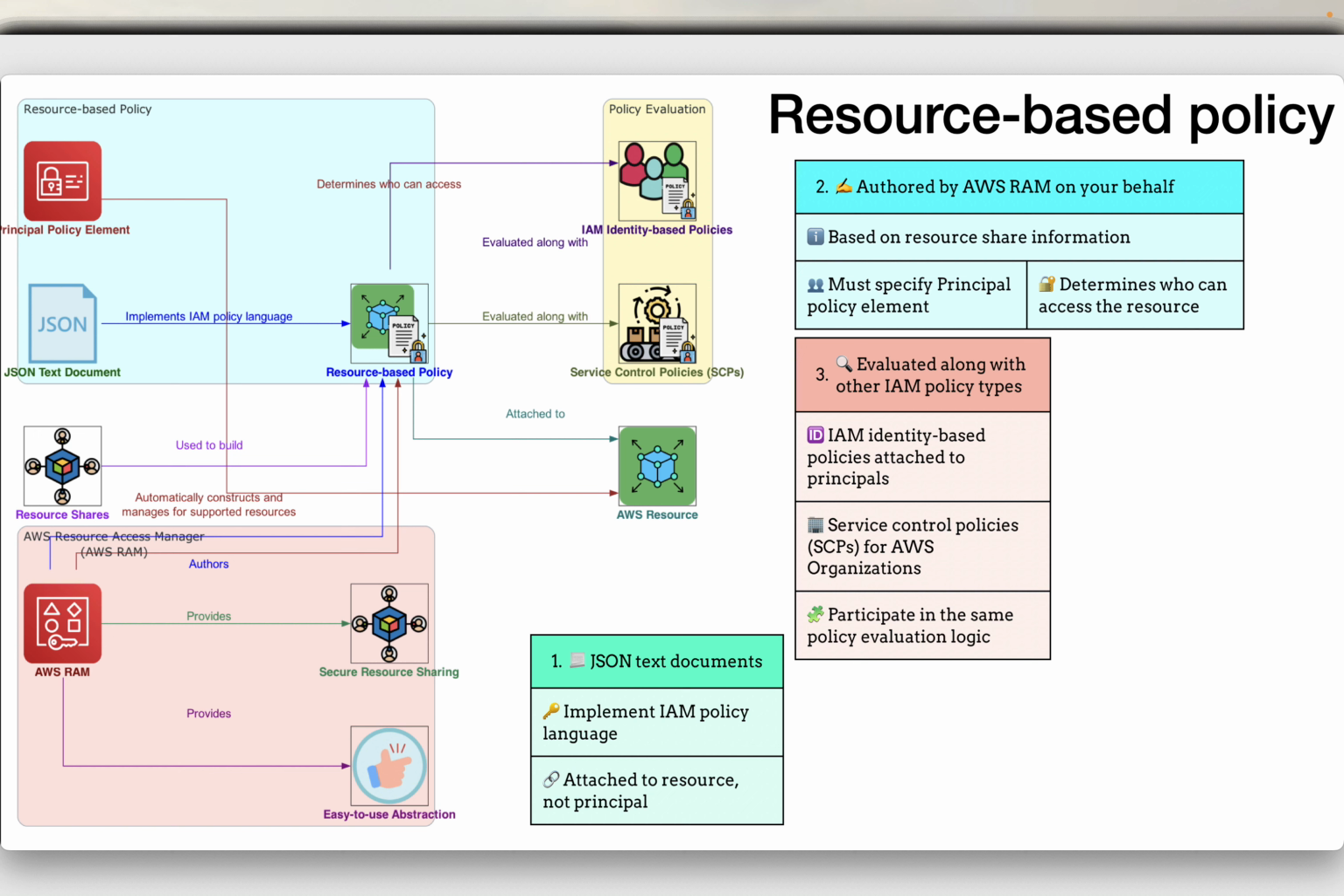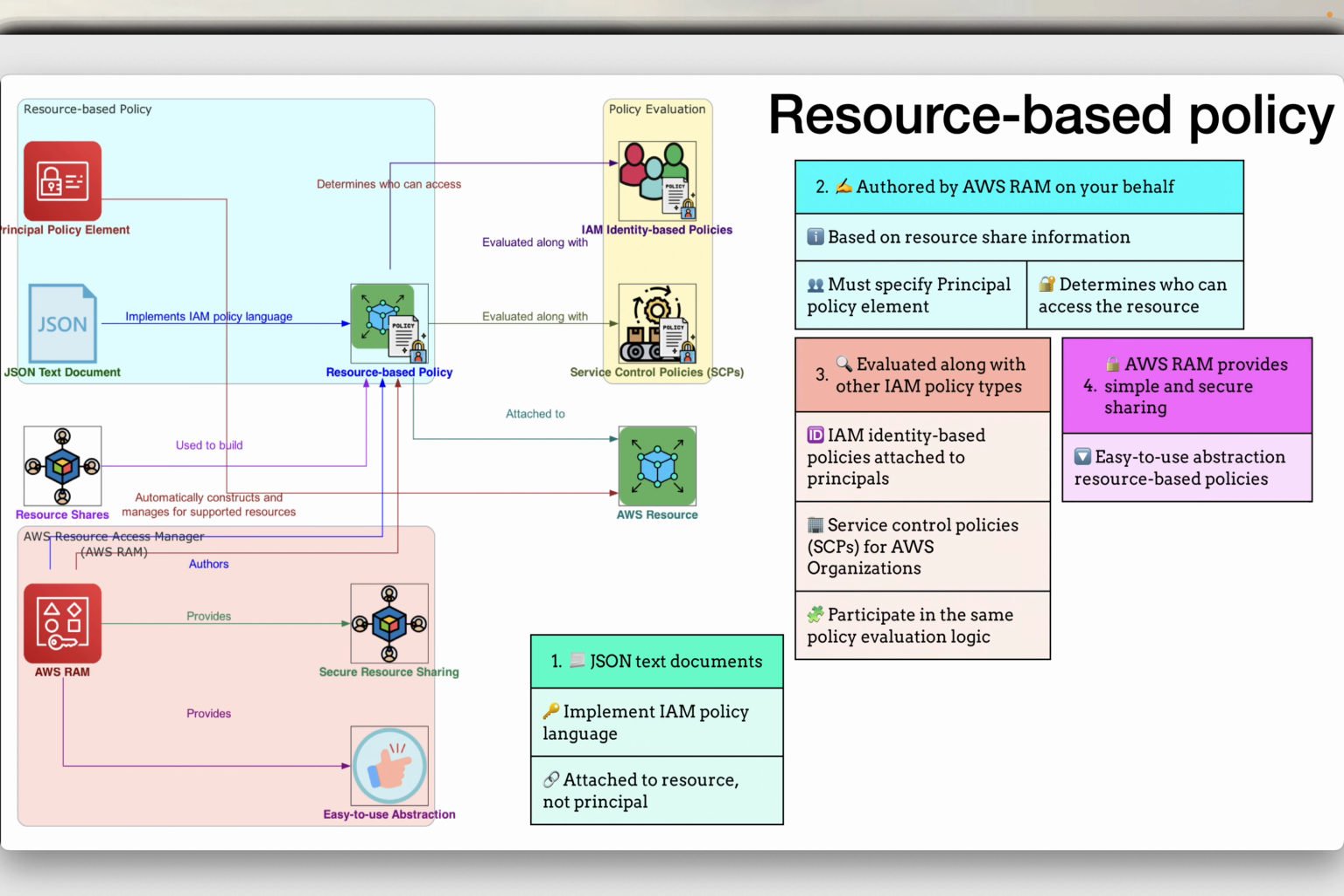The resource based policies generated by AWS RAM are evaluated along with all the other IAM policy types. It can be IAM based policies. It can be any other kind of access control list, and this includes any IAM identity based policies attached to the principals who are attempting to access the resource. You can have service control policies for AWS organizations that might apply to the AWS account. And finally, resource based policies generated by AWS RAM participate in the same policy evaluation logic as all other IAM policies. So this part doesn't change, the policy evaluation logic.